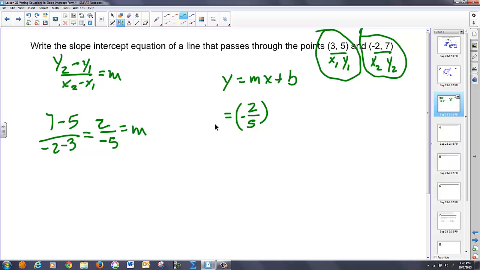I'll use the first one where I have a 5 for my y and a 3 for an x, and then we'll solve for b. So in this case you'll notice there's no reduction here, so I'll have negative 6/5 plus b is equal to 5. Now I'll have to add 6/5 to both sides, and if I want to I can clear a fraction. If I don't want to, I don't have to either. I'm going to add 6/5 to both sides.